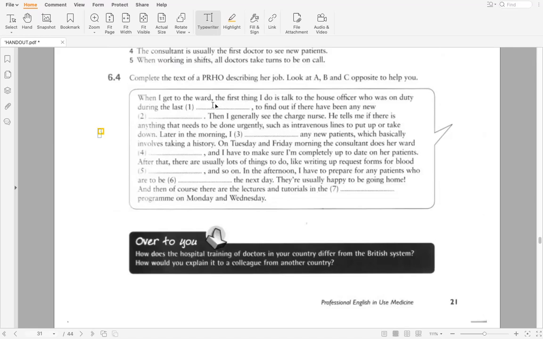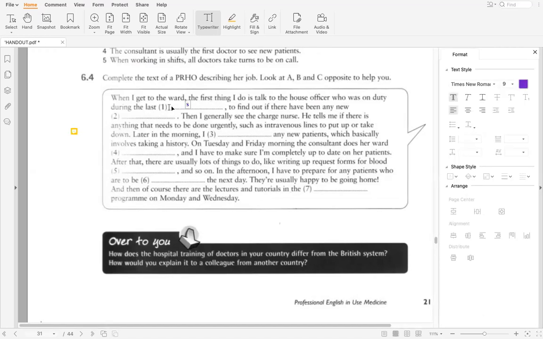The answer here will be the last shift. To find out if there have been any new, the answer here will be any new what? Any new patients who get in or are admitted to the hospital. So we can say the equivalent is new admissions, and find out if there have been any new admissions, patients.